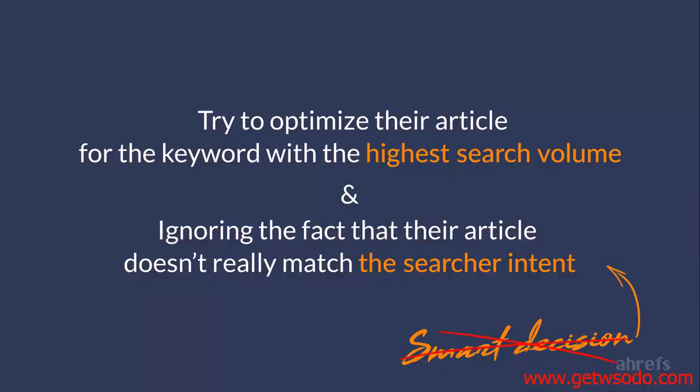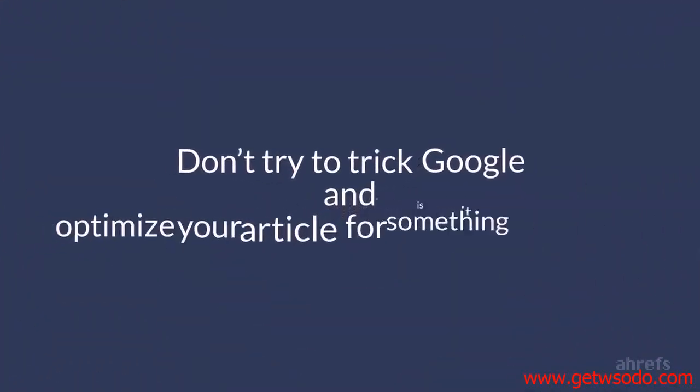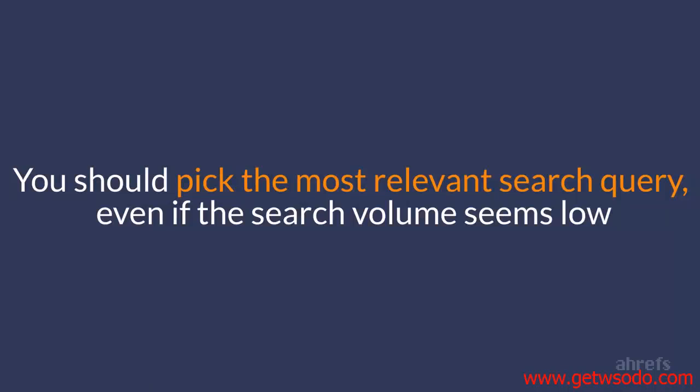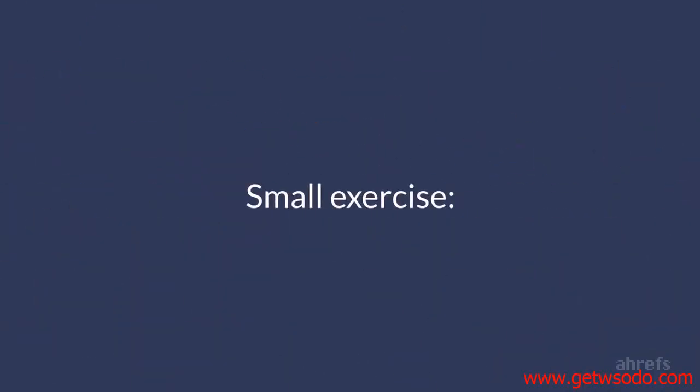So if you have a great article idea, but there's not much search demand for the topic, don't try to trick Google and optimize it for something it is not, a broad topic with high search demand. You should pick the most relevant search query, even if the search volume seems low. At least this way you get a good chance of actually ranking for that keyword and getting some highly relevant search traffic. Here's a small exercise that will help you to reconfirm that you're targeting the right keyword.